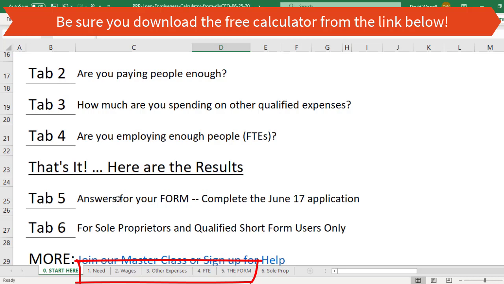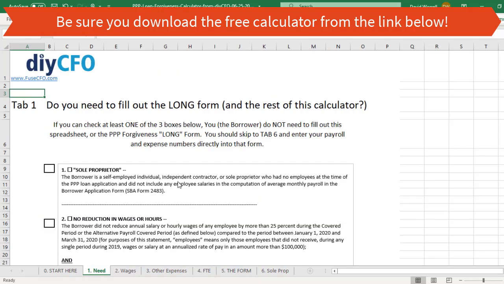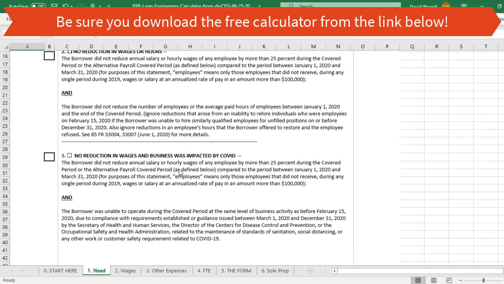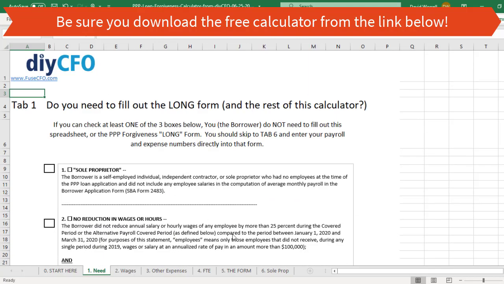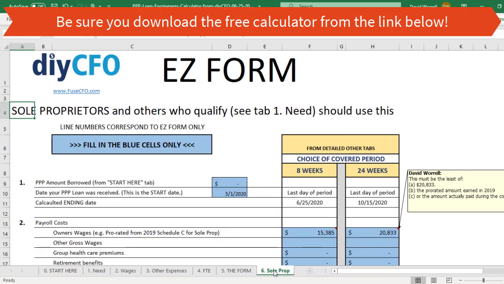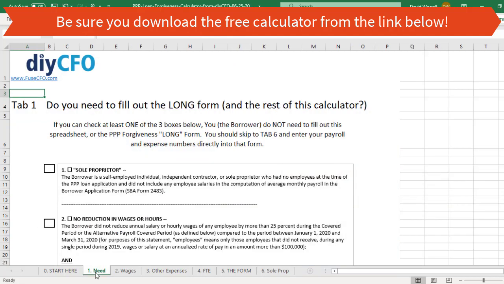That is all of the answers that you need to fill out the paper form for the SBA or for the bank, all in one place. Let's go through them real quickly. So the Need tab determines whether you have to fill out the long form or whether you can use the EZ. There's 3 simple questions. If you answer yes to any one of them, you can skip all the way to the last tab, which is our EZ form.